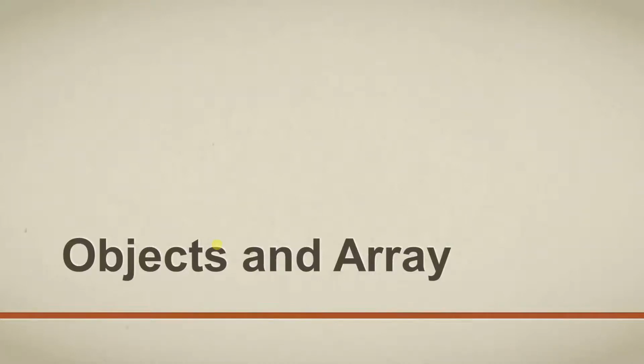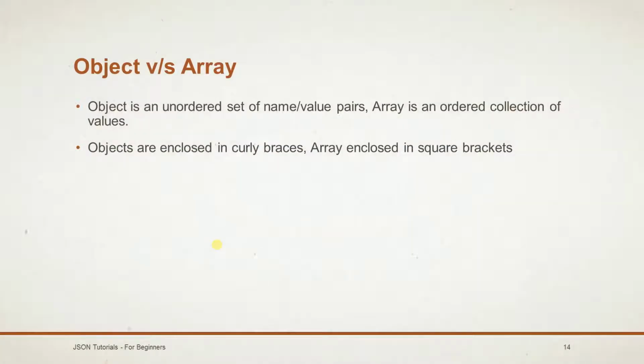In this session, we will learn about the object and array in JSON. Object and array both sound similar, but there is a difference between them. Let's see. An object is an unordered set of name and value pairs, while an array is an ordered collection of values. An object is enclosed in curly braces, while an array is enclosed in square brackets.